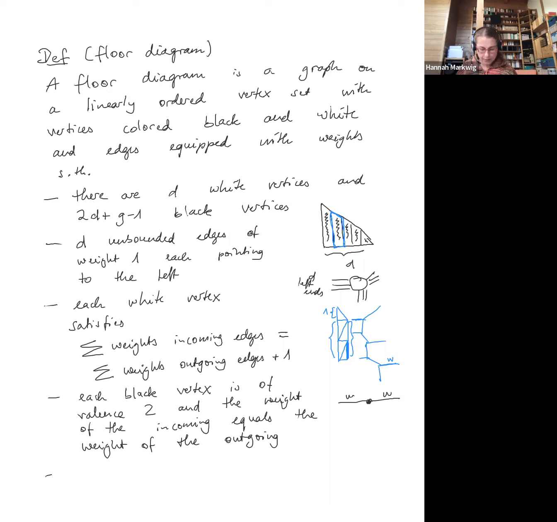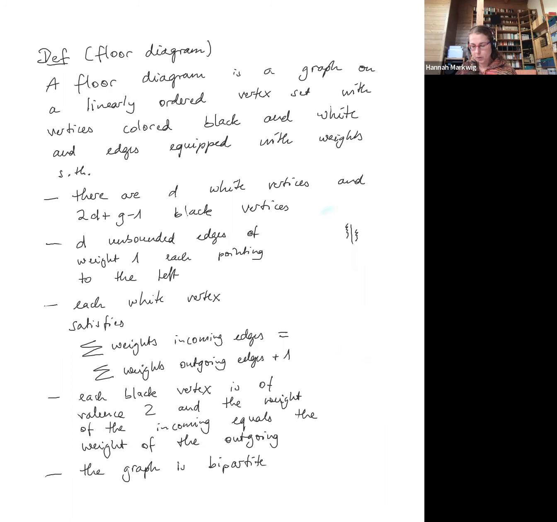And the final part of the definition is the graph is bipartite. So that means it connects a white vertex with a black vertex and a black vertex with a white vertex, but never a white vertex with a white vertex or a black vertex with a black vertex. And what's the reason for that? The reason for that is that if you think of our floor decomposed tropical curve picture, let me try to sketch this quickly. Maybe I can make a rough sketch of the example we looked at before so that we can see that again.